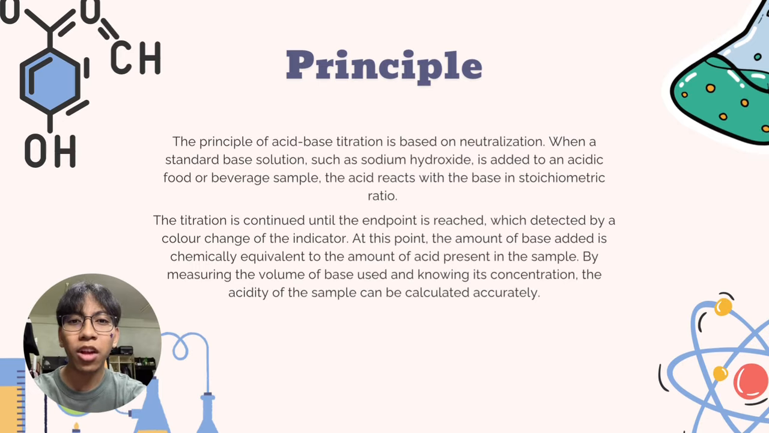Principle. The principle of acid-base titration is based on neutralization. When a standard base solution such as sodium hydroxide is added to an acidic food or beverage sample, the acid reacts with the base in a stoichiometric ratio. The titration is continued until the endpoint is reached, which is detected by a color change of the indicator. At this point, the amount of base added is chemically equivalent to the amount of acid present in the sample. By measuring the volume of base used and knowing its concentration, the acidity of the sample can be calculated accurately.